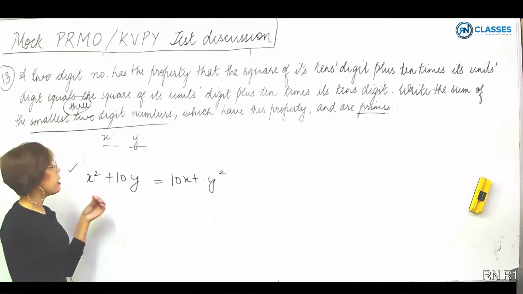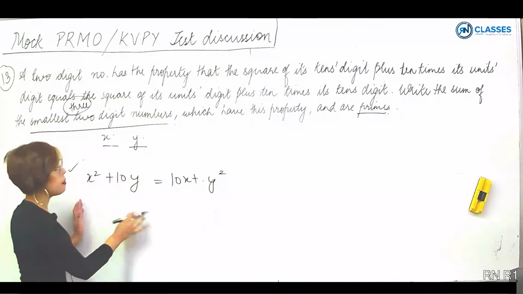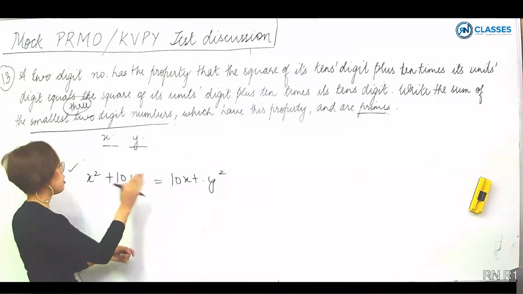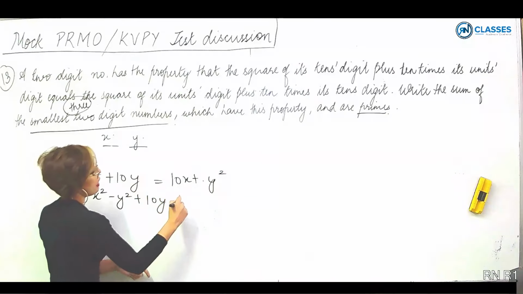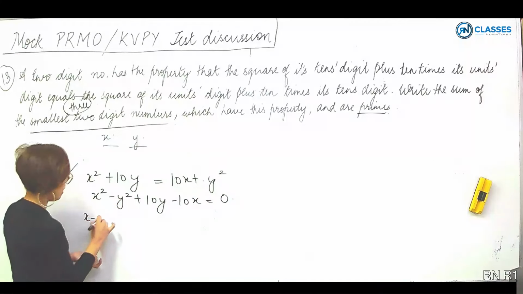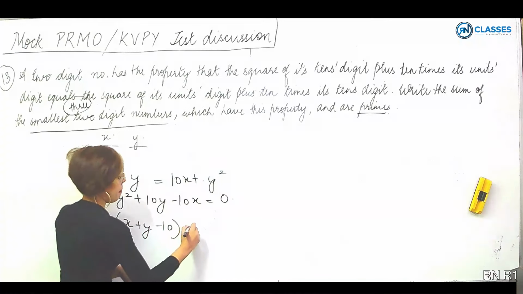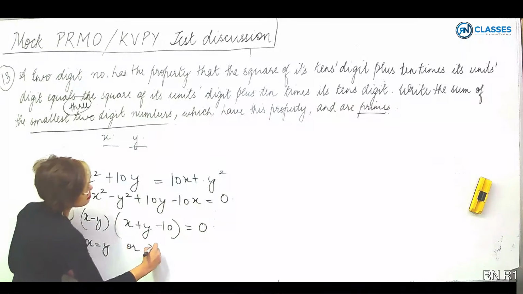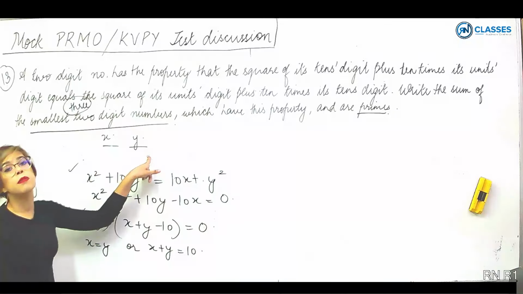So, either I can just substitute the values and guess the answer, or I can see that this polynomial in 2 variables can actually be easily factorized. Let's see. So, let me shift everything to this side. So, x square minus y square plus 10y minus 10x equal to 0. I think I can see that one factor is x minus y. Here I will be left with x plus y and here I will be left with minus 10. So one condition is x equal to y or x plus y equal to 10. Now x equal to y means the tens place and the units place are the same.